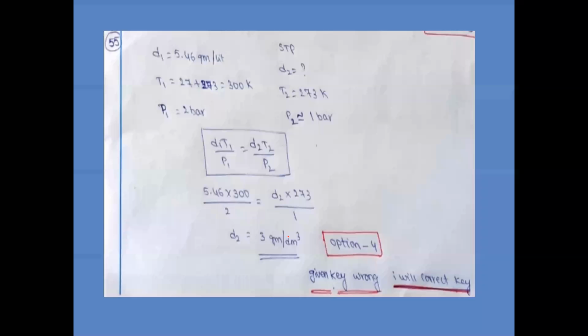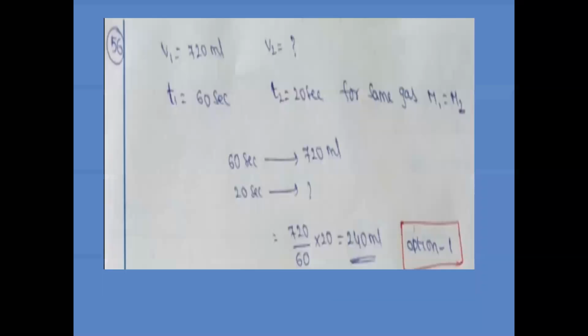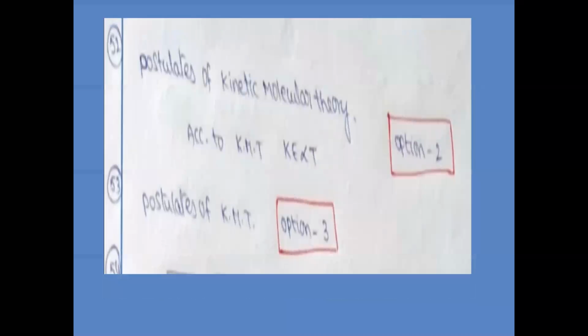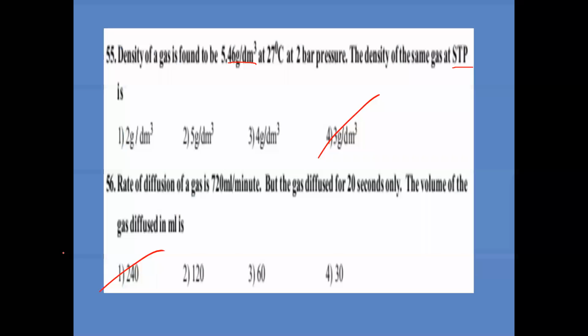So keep this point in mind. And now next. Answer is what here? 3 grams per decimeter cube. The key might be given wrong here. Don't worry about that. The answer is 3 grams here.